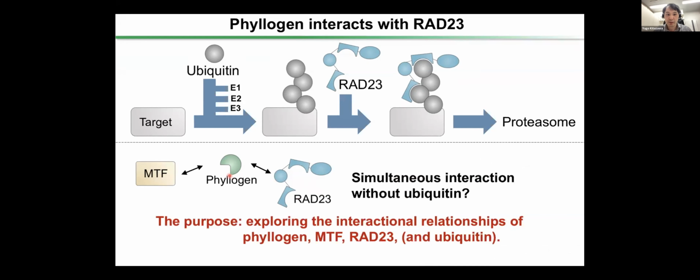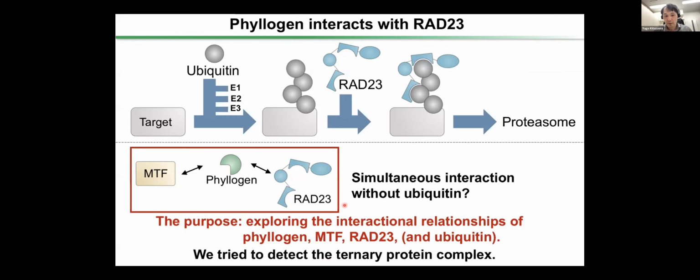This is interesting because the effector can also interact with MTF directly. This suggests a simultaneous interaction of three proteins without ubiquitin. If so, MTF can be brought to the proteasome via the effector and RAD23, but independently of ubiquitin. So the purpose of the study is exploring the interactional relationship of the effector, MTF, RAD23, and, if relevant, ubiquitin. For this purpose, we tried to detect the ternary protein complex first.